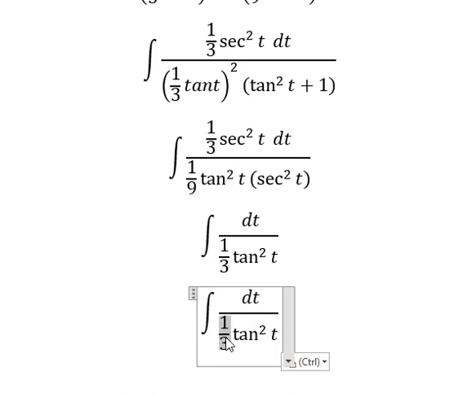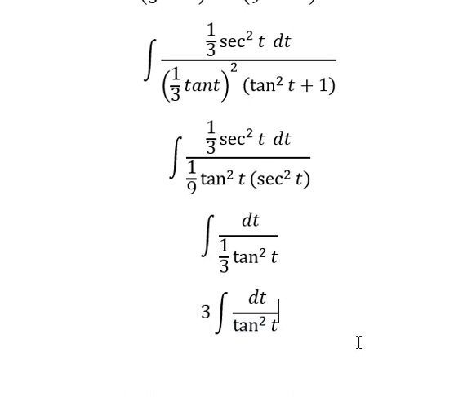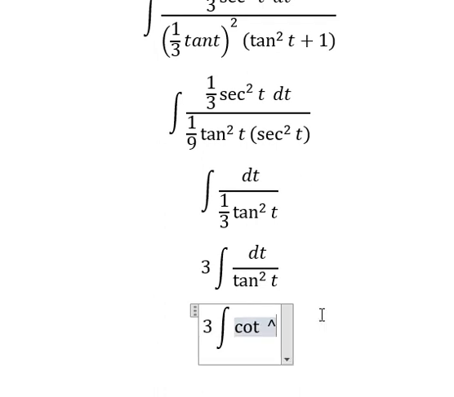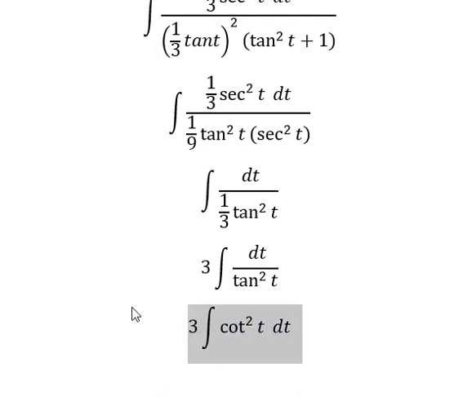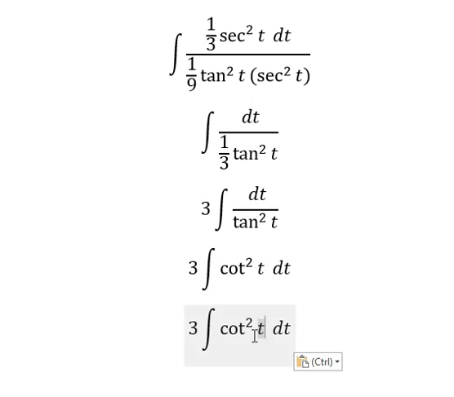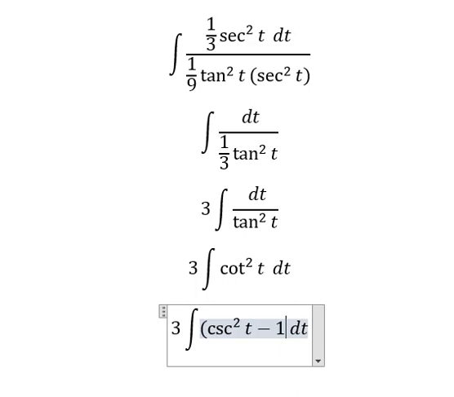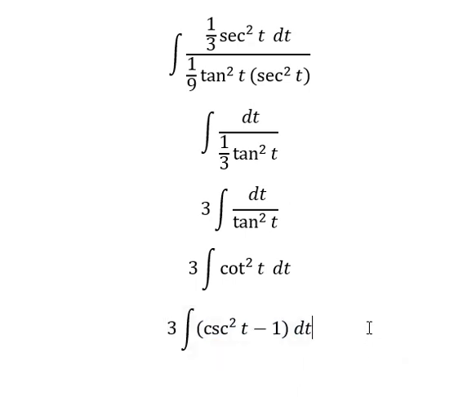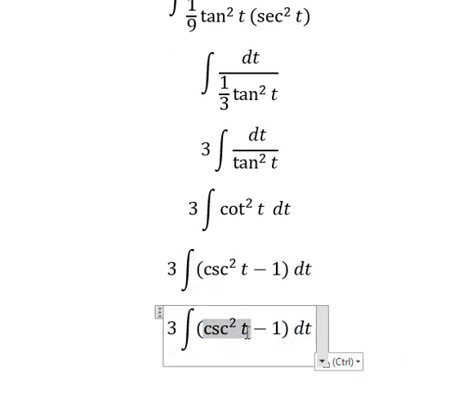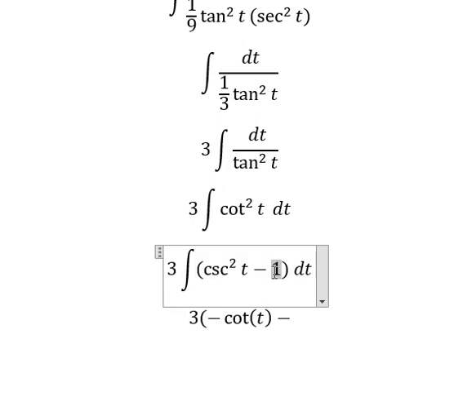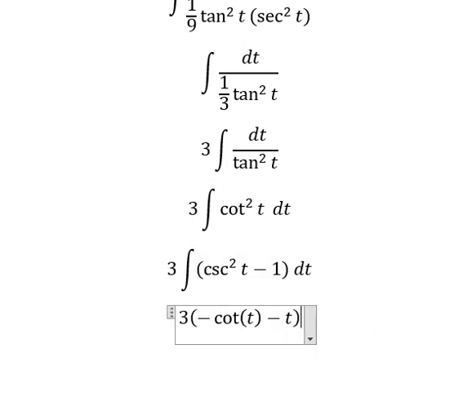So this one, we have number 3 here. This one, that is cosine t square. This one we can transform into cosecant of t square minus number 1. The integration of this one, that is negative cosine t. Number 1, that is t. And then I will put c.